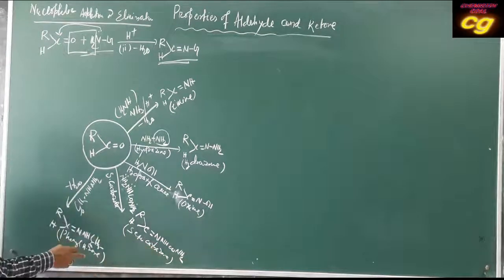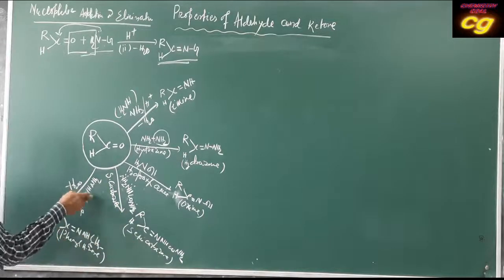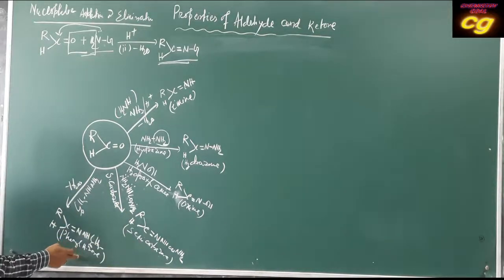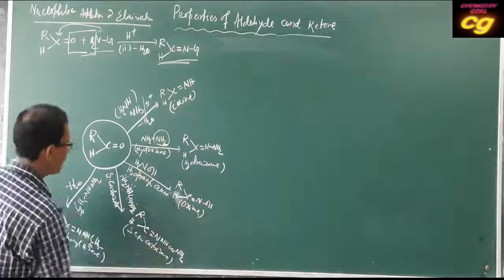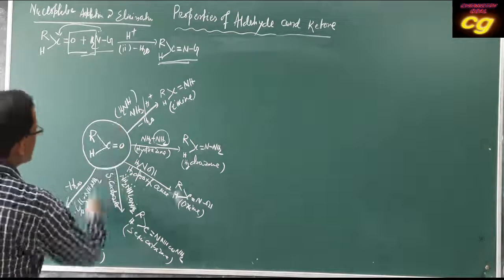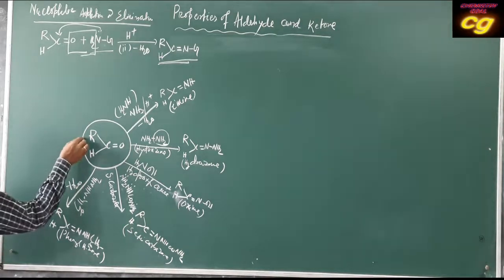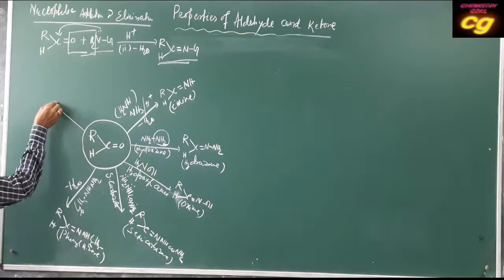Semicarbazide produces semicarbazone. Phenylhydrazine produces phenylhydrazone. Hydroxylamine produces oxime. This is the name of the product. So phenylhydrazine, semicarbazide, hydroxylamine, hydrazine, ammonia, these are the important reactions.